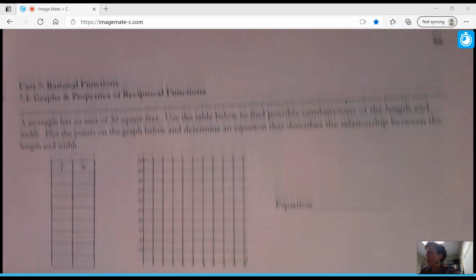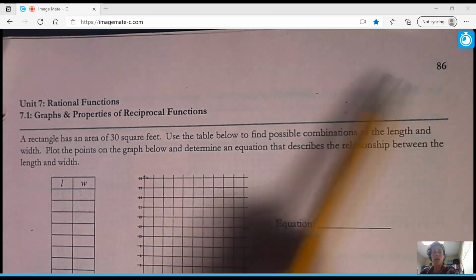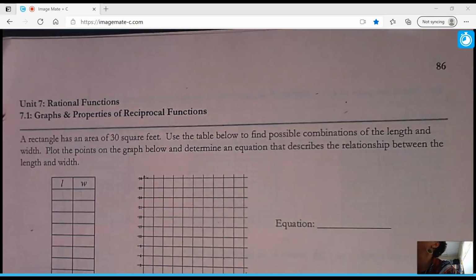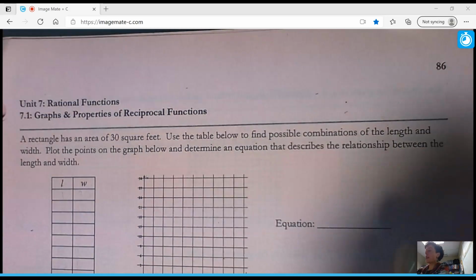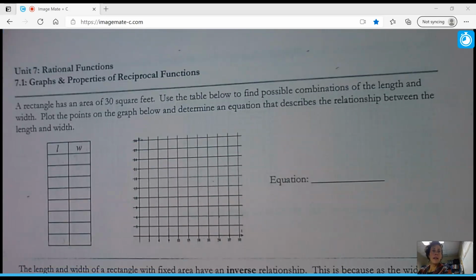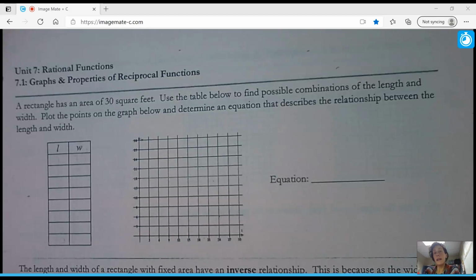Alright, everyone, so we are on page 86 in our pink packet, and we are starting our rational functions chapter. To understand this chapter, we're going to quickly talk about the difference between what you are familiar with, although you might not have heard these words, called direct variation, and then there's inverse variation.